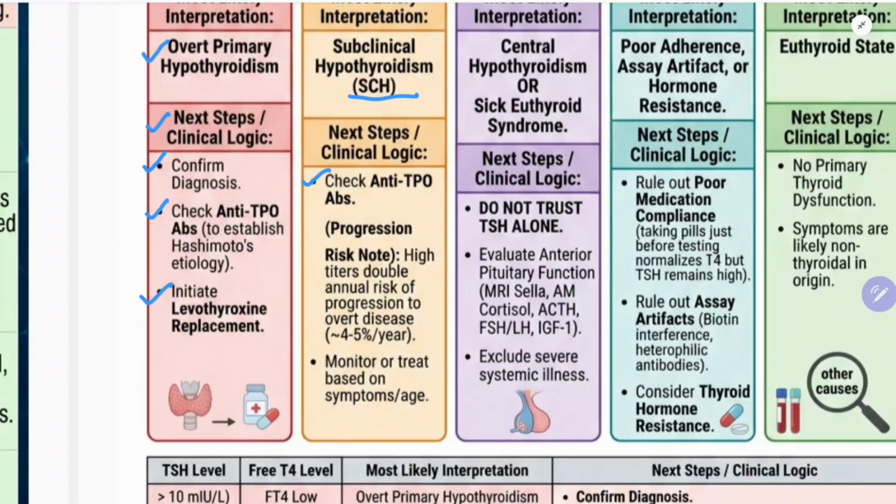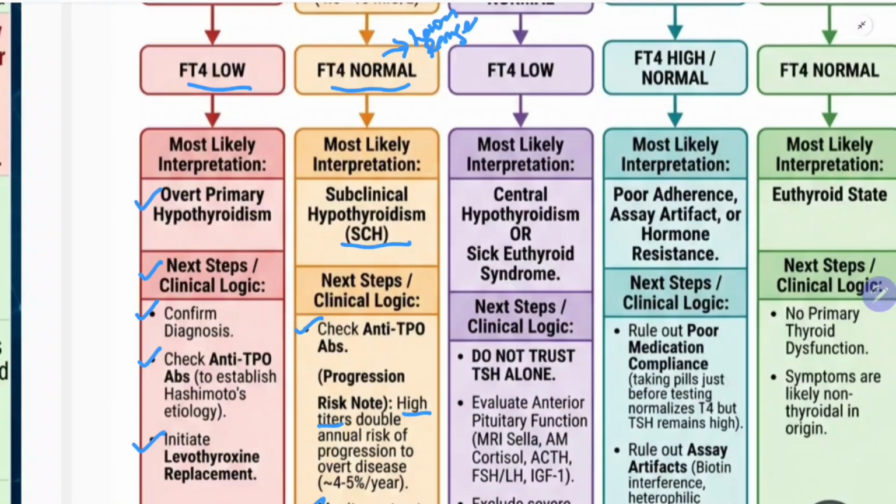Check anti-TPO antibodies. High titers of anti-TPO antibodies mean an annual risk of progression to overt disease of approximately 4 to 5% per year. So in these patients of subclinical hypothyroidism who don't have symptoms or any risk factors like pregnancy, we should monitor or treat based on symptoms and age. If the patient is having clinical symptoms of hypothyroidism, you need to treat even though the TSH is less than 10 and FT4 is normal. And if the patient is pregnant, then also you should treat. So that is the second, subclinical hypothyroidism.